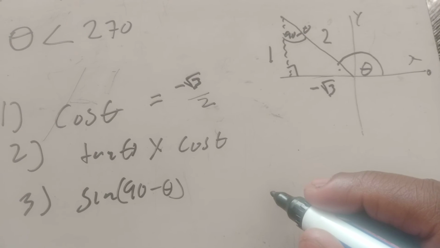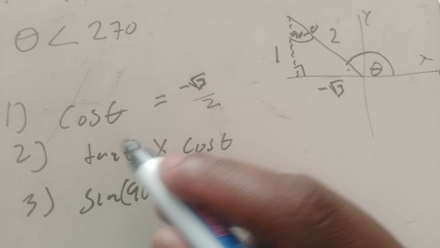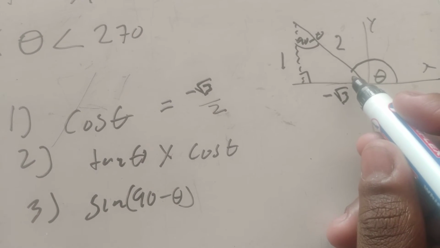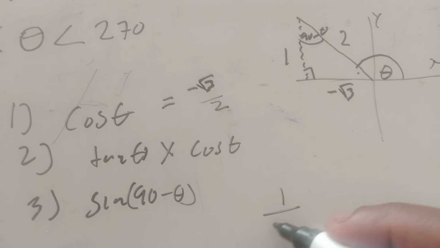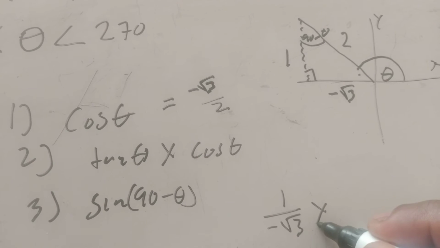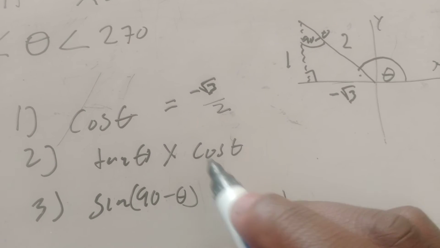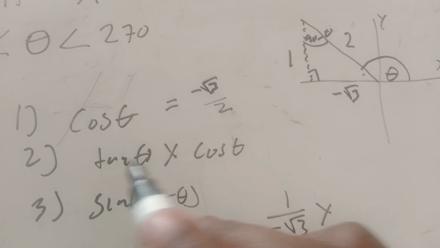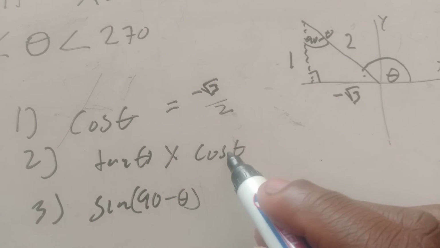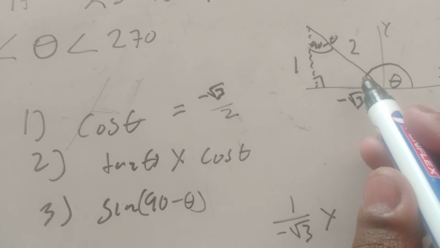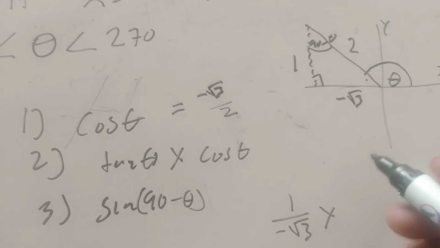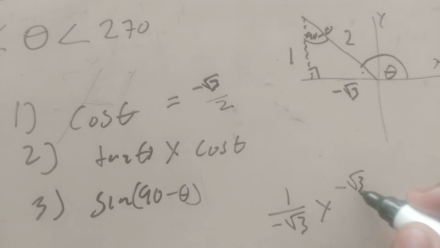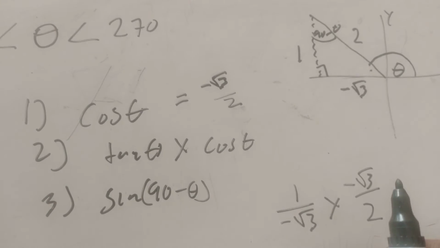So tan theta times cos theta. So what is tan theta? Tan theta, we pretend as though it's inside, so it's opposite over adjacent, which means our opposite is 1, our adjacent is negative square root 3. And then now we're going to also have to substitute for this one. So we substitute for this and this at the same time. So what is cos theta? Cos theta is adjacent over hypotenuse. So our adjacent is this stuff, our hypotenuse is 2.